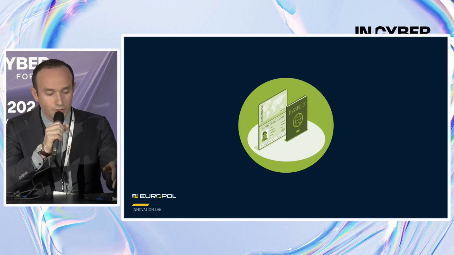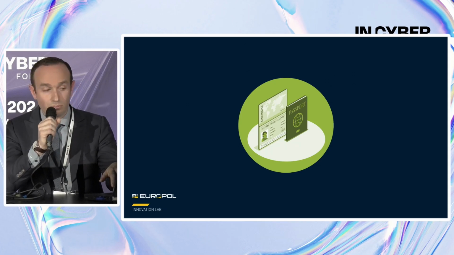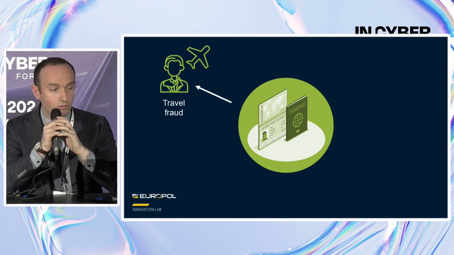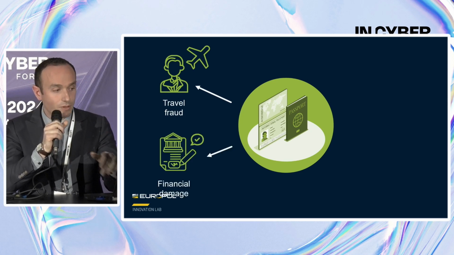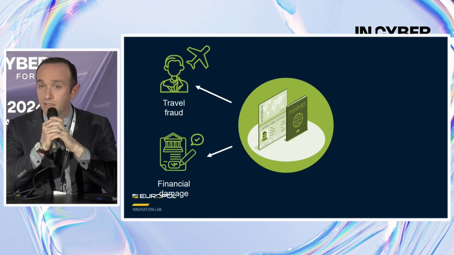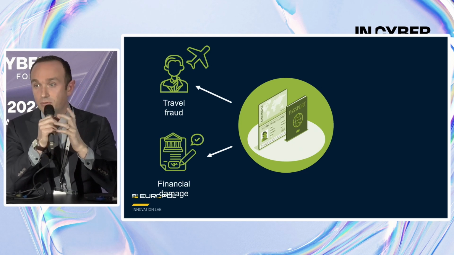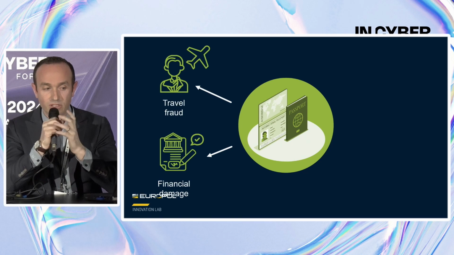So what can you do with it? You generate a fake passport, and you can just do travel fraud, so going to places where you are not supposed to go. Financial damage, let's say you have a mortgage and you get the money from the bank with a fake identity, and then you just run away with the money and no one can trace you back because you have a fake identity.